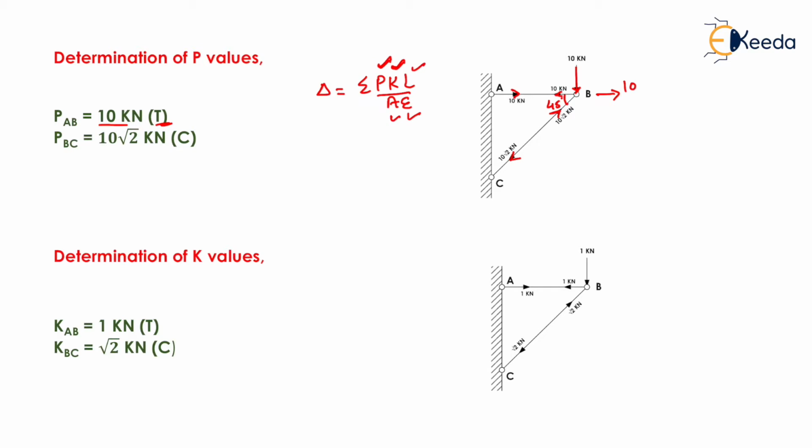And in member BC the magnitude is 10 root 2 kilonewton and the force is moving towards the joint, so its nature will be compressive. So we have determined the P values. Now we need to determine the K values.